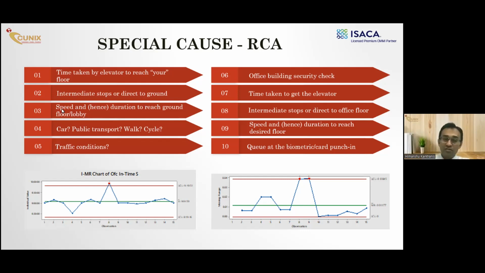It also matters what was the mode of transport taken by the person on this day, right? On that day when you had this outlier. Did that person take a car? Did that person take public transport? Did he or she take a walk?